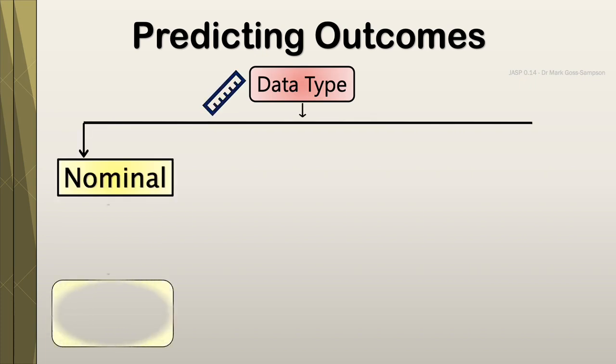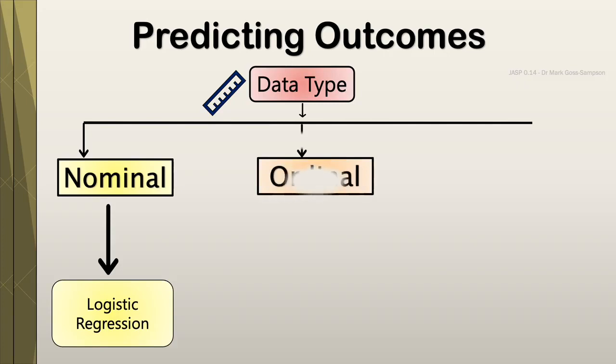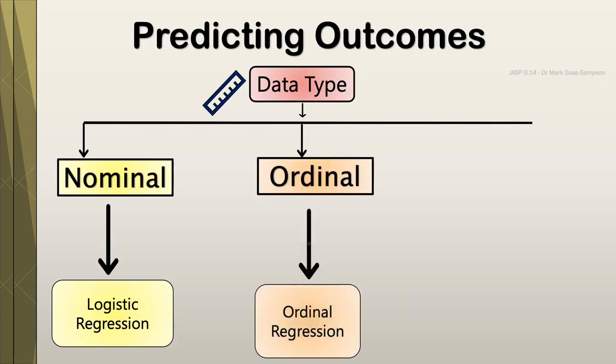If the answer is nominal, then logistic regression is the appropriate one. But what about if the dependent variable is measured in an ordinal level? Ordinal regression is the appropriate statistics.